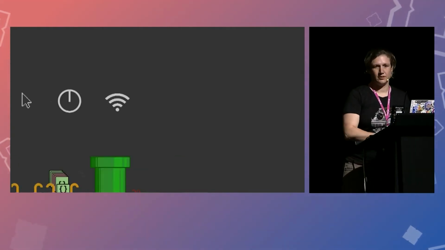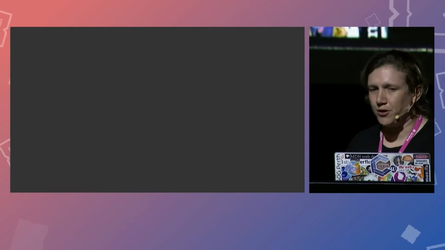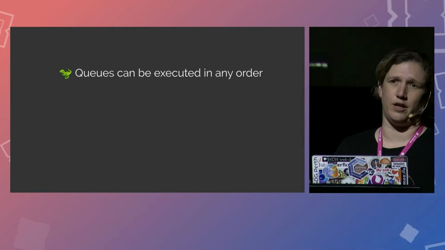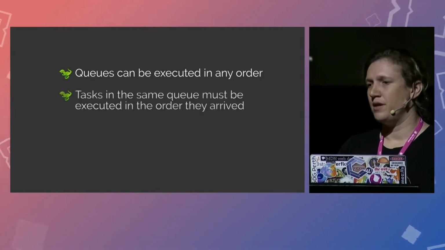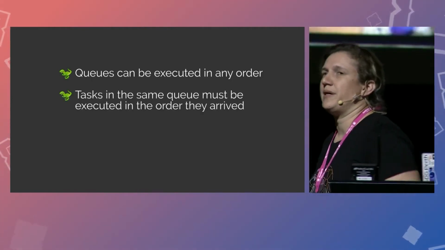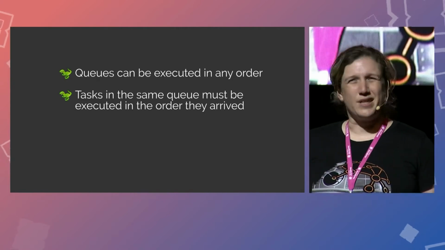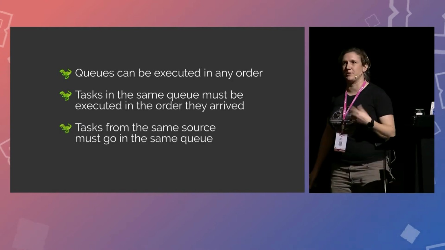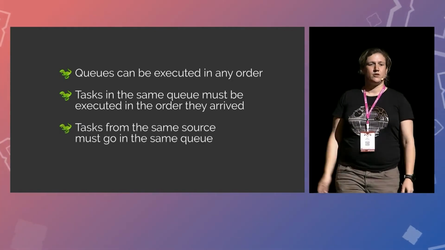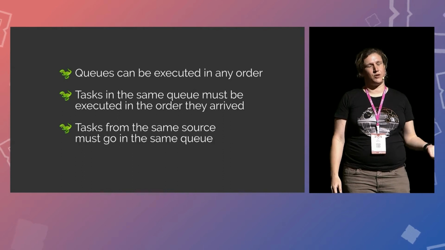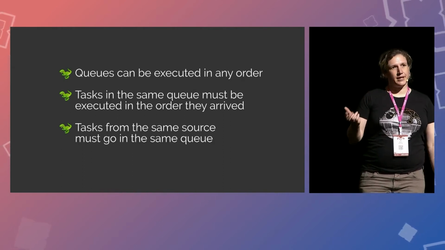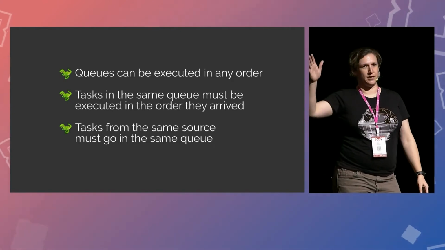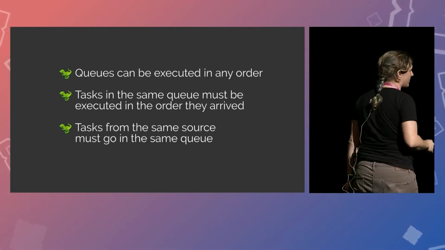All right, it's not a complete free-for-all with these multiple queues, though. There are a few rules. The queues can be executed in any order, so you can pick that yourself. Tasks in the same queue must be executed in the order they arrived. So that just means that the queues are, queues. And finally, tasks from the same source have to go in the same queue. So in our case, all of the user interactions went in the same queue. If you're familiar with Node.js, it uses a model like this, and all of the timer events go in one queue, all of the network events go in another queue.